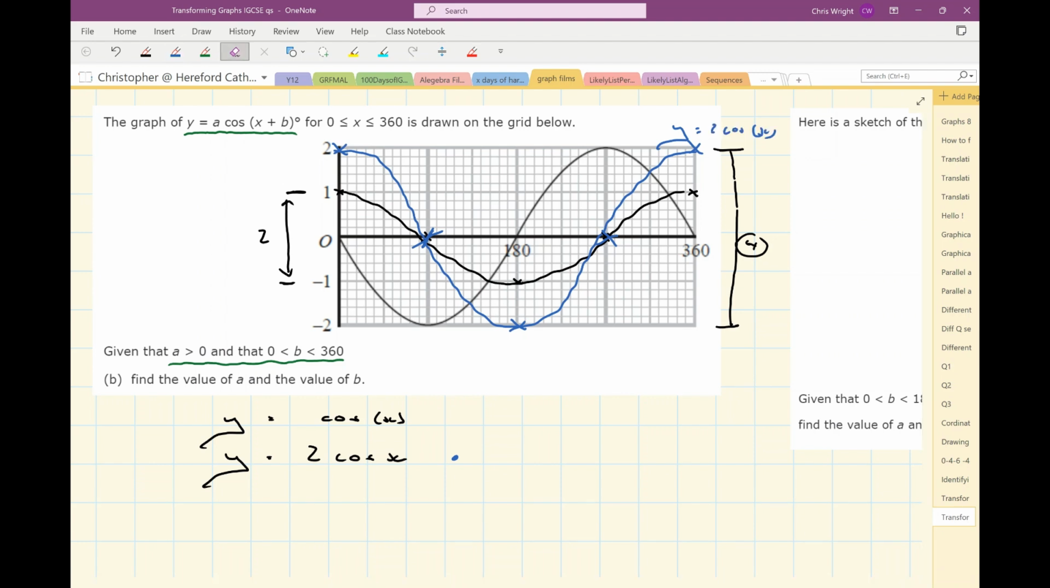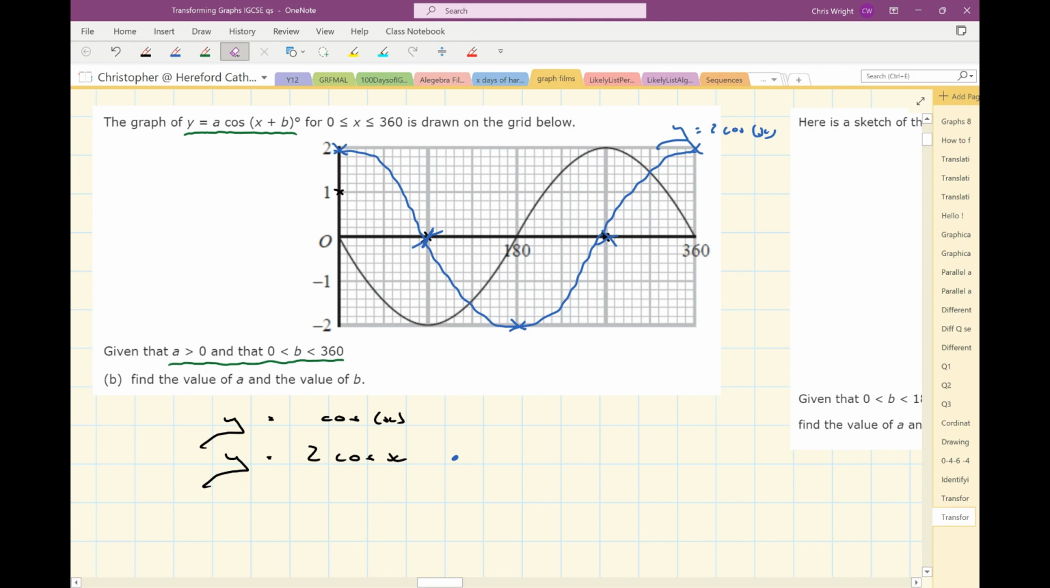And the question now is, how do I transform that blue curve to give me the target curve there? So let's have a think about that. It seems to me that if I were to translate the blue curve by, is that 90 units? I think it is. By 90 units to the left, then I would obtain the black curve. So I need to translate the blue curve by 90 units to the left.